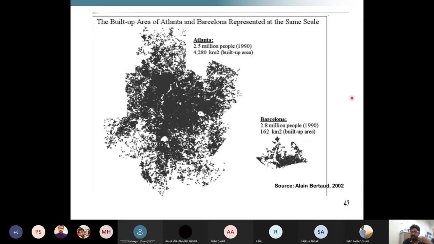This is the footprint of two cities, one in America and one in Europe: Barcelona, Spain, and Atlanta, USA. These have more or less the same number of million population, but the built-up area is very different. So according to this visual, what do you think, which public transportation system would be efficient in which city?